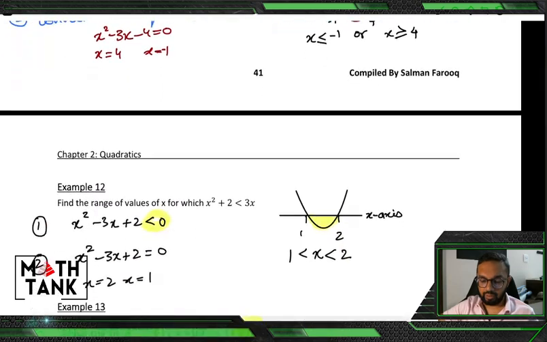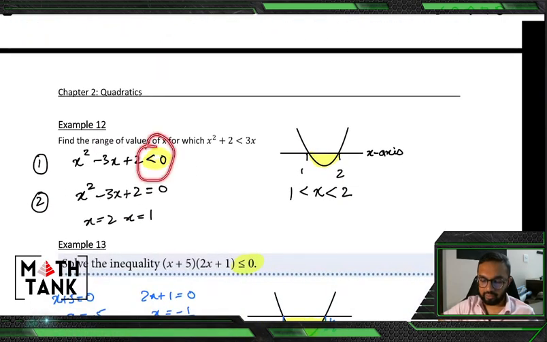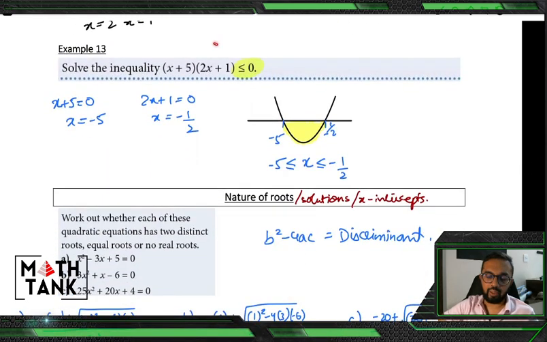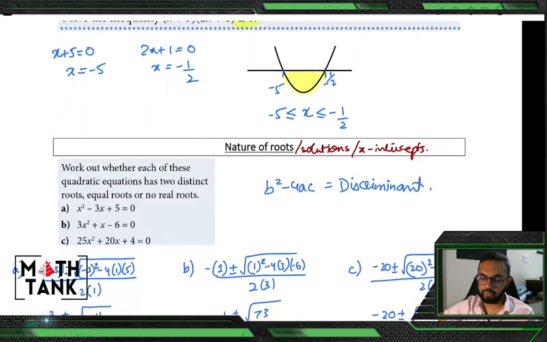If the inequality was less than 0, then I would shade here and give you the answer accordingly. I can also give you a question where it's already factorized, so you don't need to expand it, you just need to find the roots.